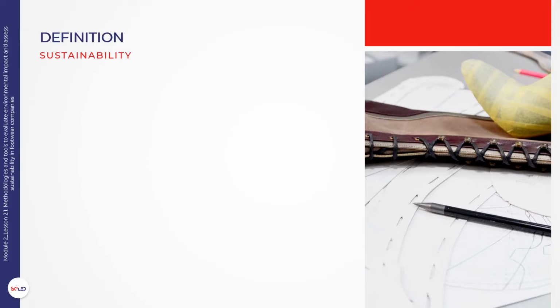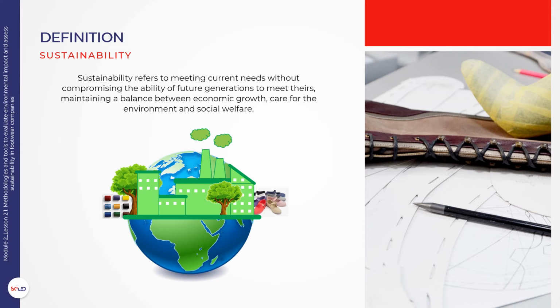Definition. Sustainability refers to meeting current needs without compromising the ability of future generations to meet theirs, maintaining a balance between economic growth, care for the environment and social welfare. Therefore, sustainability is made up of three factors: environmental sustainability, which focuses on preserving biodiversity without having to give up economic and social progress; social sustainability, whose objective seeks people's cohesion and their stability; and last but not least, economic sustainability, which ensures that activities that seek environmental and social sustainability are profitable.